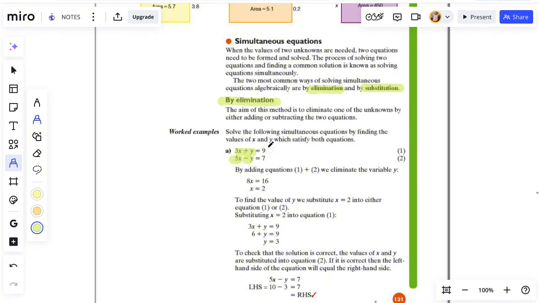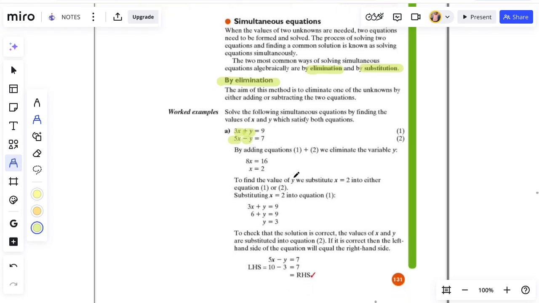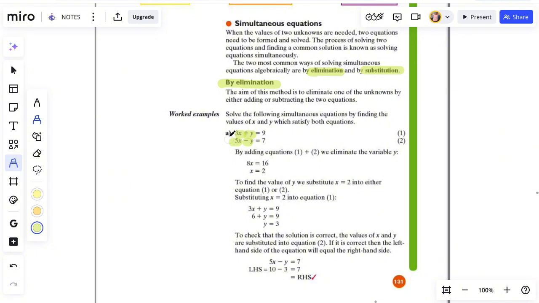Now let's take a look at the first two, and we're going to be doing elimination. Let's start with the elimination method. This type of equation is very easy for elimination. Elimination is to eliminate one variable, to kick out one variable so that we can solve the other variable.